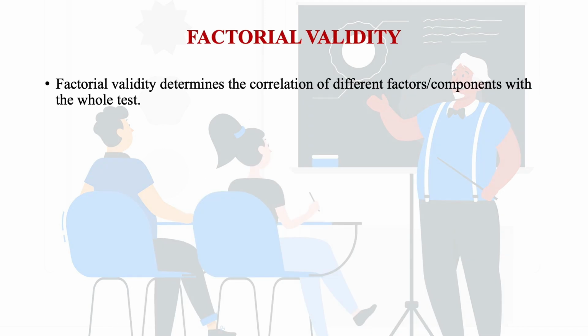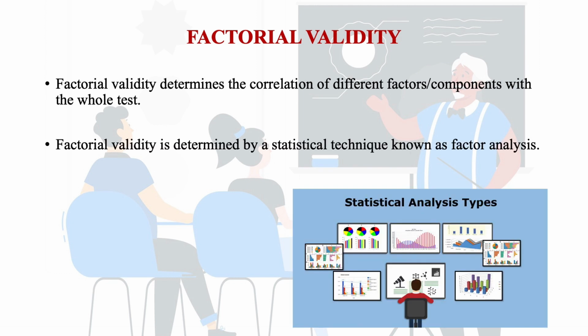And further, the last method, that is factorial validity. Factorial validity is also another important method of determining the validity of a test. Factorial validity determines the correlation of different factors or components with the whole test. Factorial validity is determined by using a statistical technique known as factor analysis. So you have to analyze the factors, what the different factors in a test are and what the different factors are that contribute to the result.